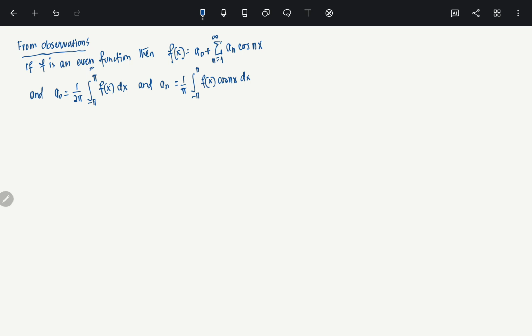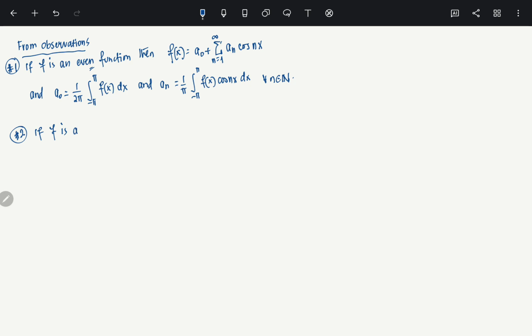Clear? And you do realize that this holds for all n in N. Okay, and of course the bn parts are going to be 0, so that's not an issue here. So this is the first observation. This is from the first observation, right?